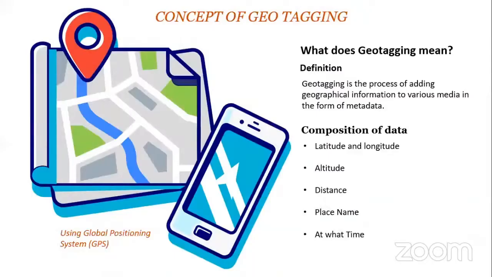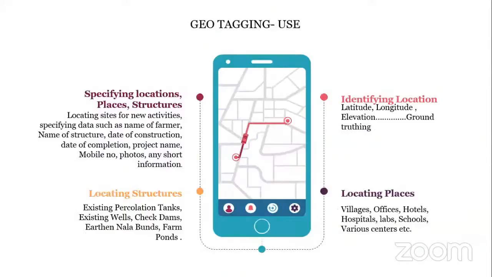So I'll just go a little bit into the basics. What does geotagging mean? Now we all know that geotagging is adding geographical information. This information, or this data, consists of latitude, longitude, altitude, distance, place name, and at what time. All this data is captured through a geotag, and we are using all this data for further processing.